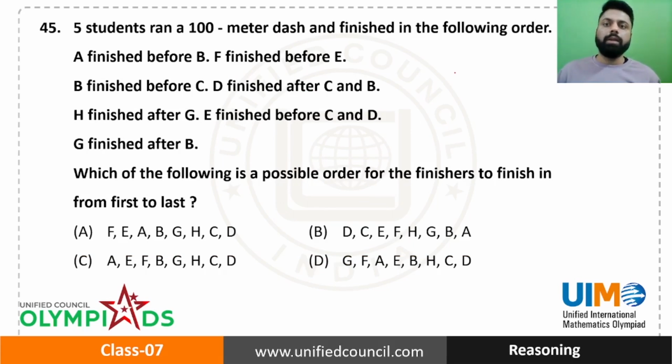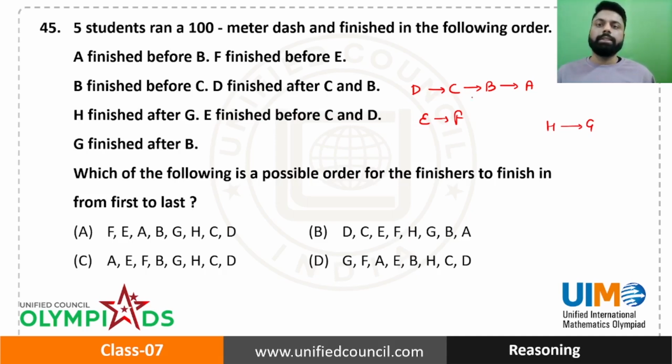5 students ran a 100-meter dash and finished in the following order. A finished before B, so A is ahead of B. F finished before E, so F is ahead of E. B finished before C, so B is ahead of C. D finished after C and B, so D is here. H finished after G, so G is ahead of H. F finished before C and D. E finished before C and D.